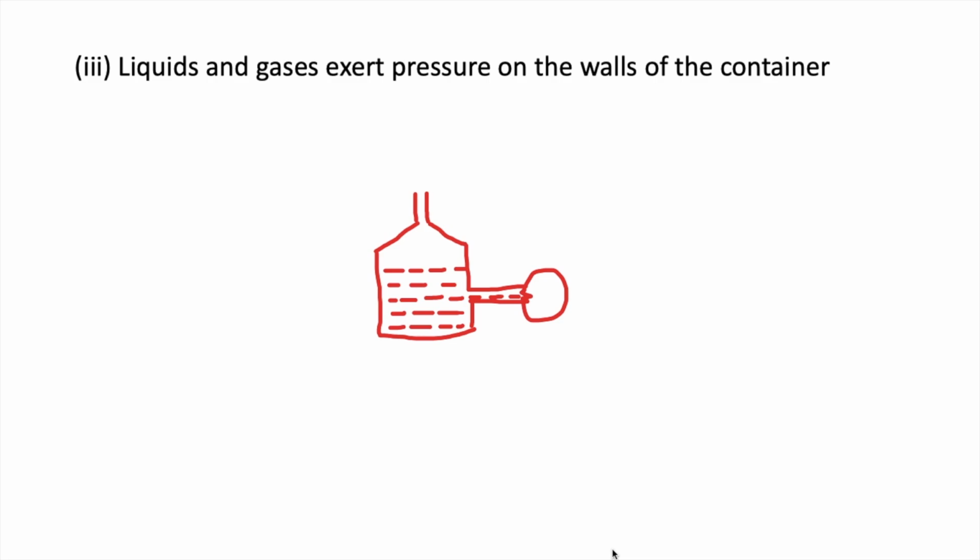What do you observe? You start seeing a bulge protruding out in the balloon. As you go on increasing the quantity of water, the bulging of the balloon increases. Thus, this exhibits that liquids and gases exert pressure on the walls of the container as well. More the water, more the pressure, as we already discussed in our first property.